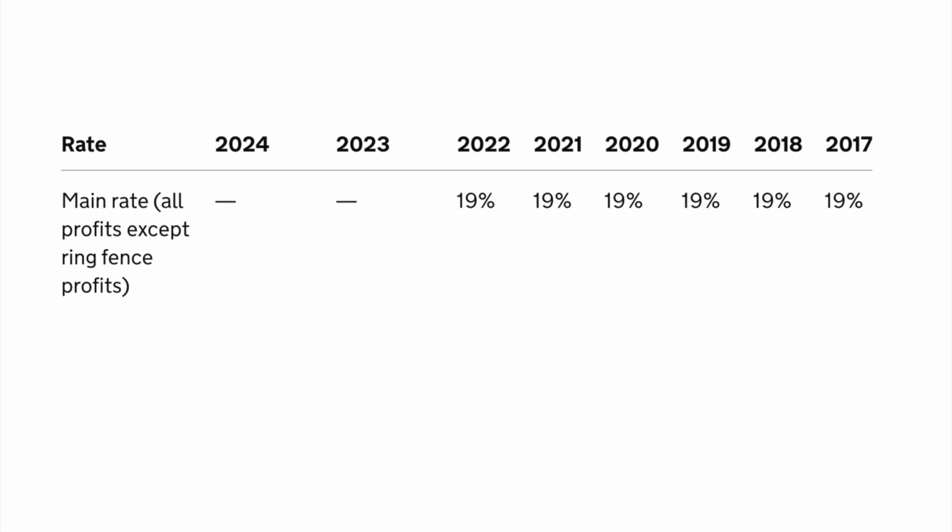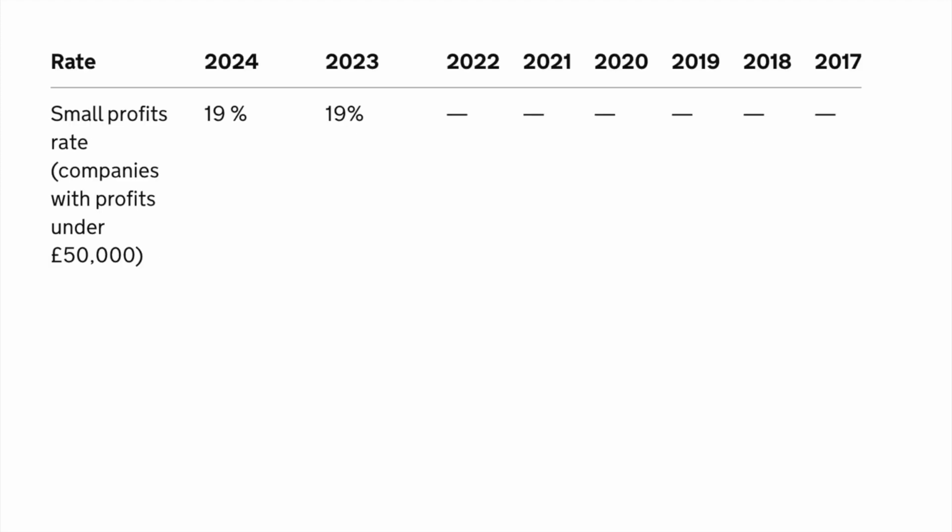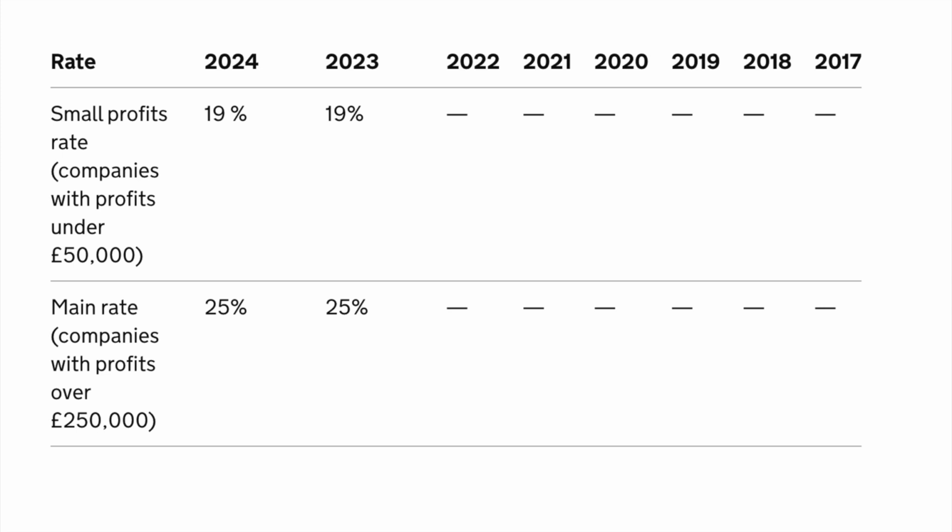Before 2023, all companies paid 19%. Simple. This rate remains for businesses with profits of less than £50,000 in the year. But for those with profits over £250,000, the rate increased to 25%. And that's 25% of all profits, not 19% on the first 50k and 25% for profits over.